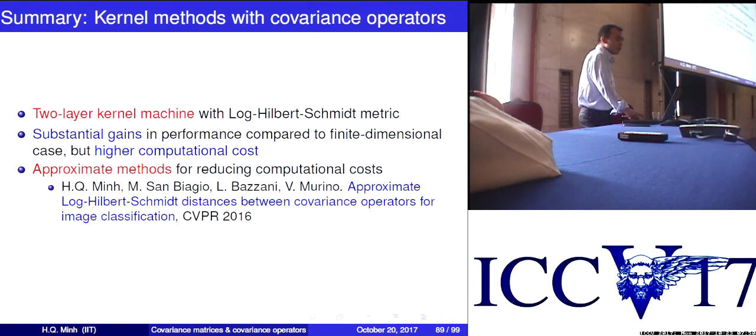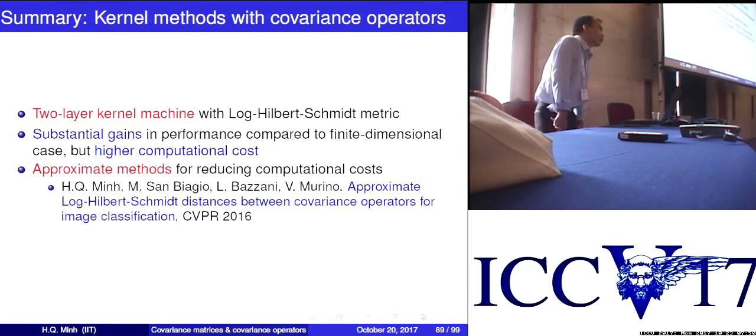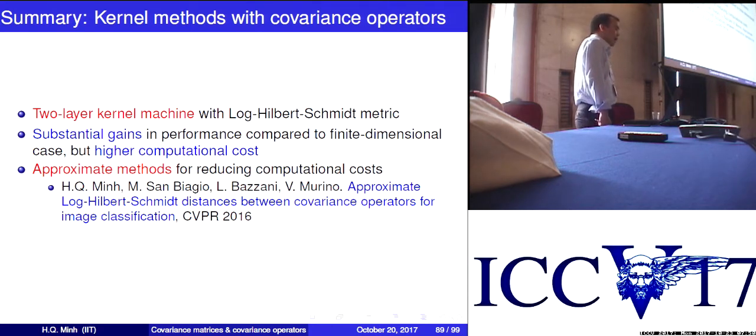Okay, so we have been talking about the infinite dimension as something of a Riemannian manifold, which is a rather abstract, highly abstract area of mathematics, which is quite recent. And there are many things we can compute explicitly, and we can apply it in practice. So we were talking here about the two-layer kernel machine with the log Hilbert-Schmidt metric. It can achieve substantial gains in performance compared to the finite dimensional case. But of course, as I mentioned before, it has high computational cost. So we recently proposed an approximate method for the log Hilbert-Schmidt distance. It was in CVPR 2016. I'm hoping to have more work along this line in the near future.